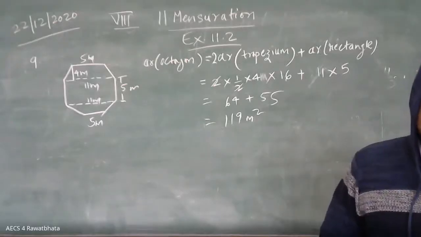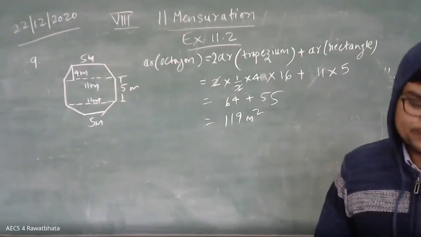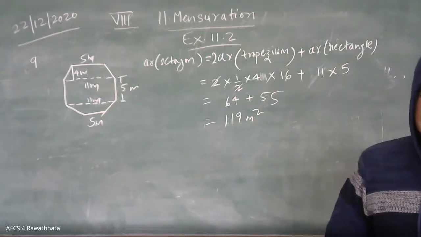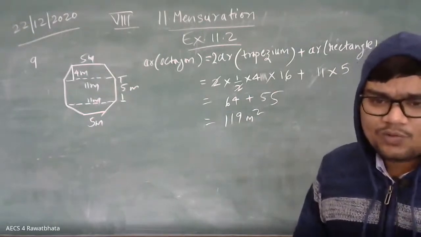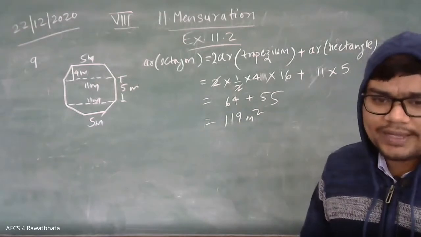Sir, what is 2a square into root 2 plus 1 the area of? Write in the chat box. Your voice is not clear. Okay. All of you got the answer. 119 meter square.